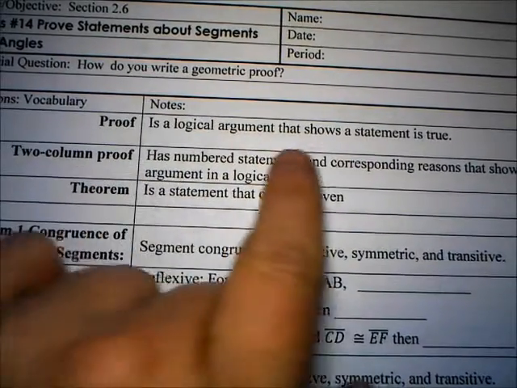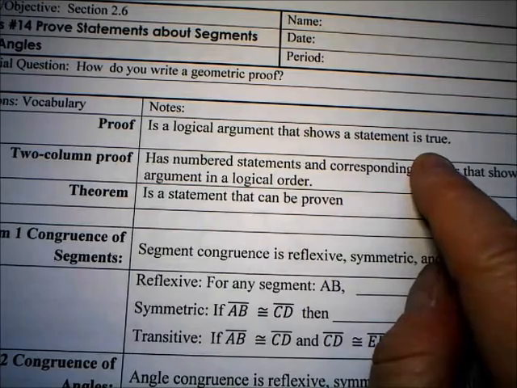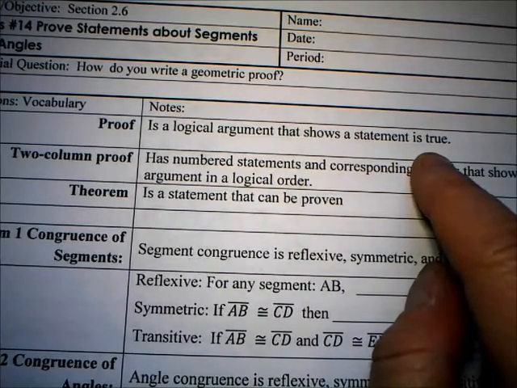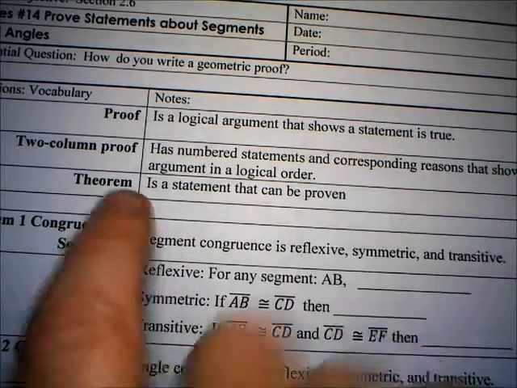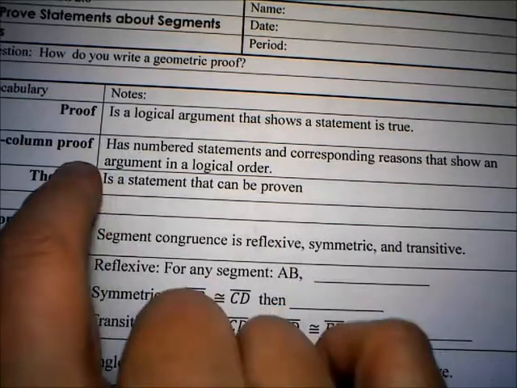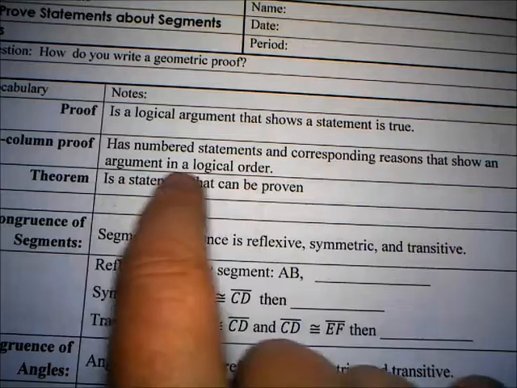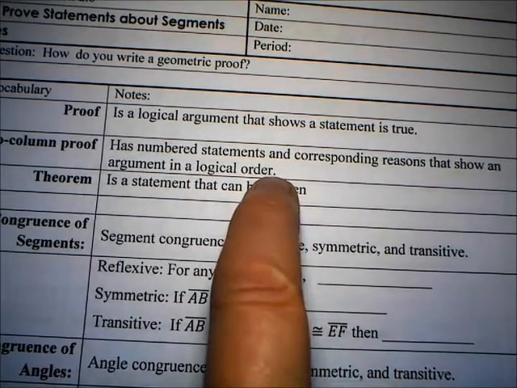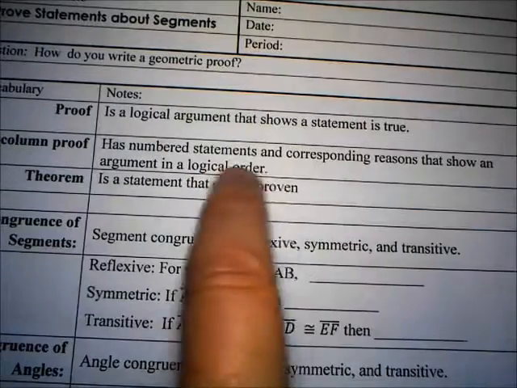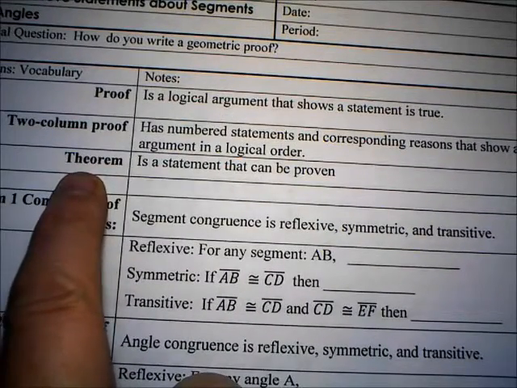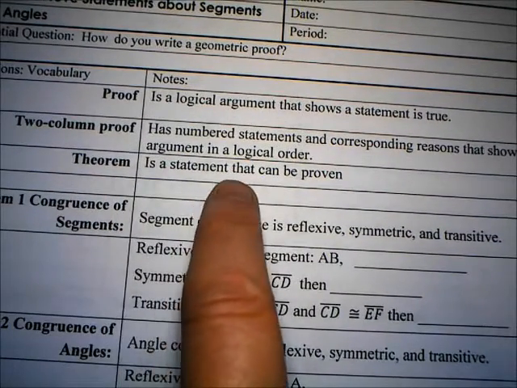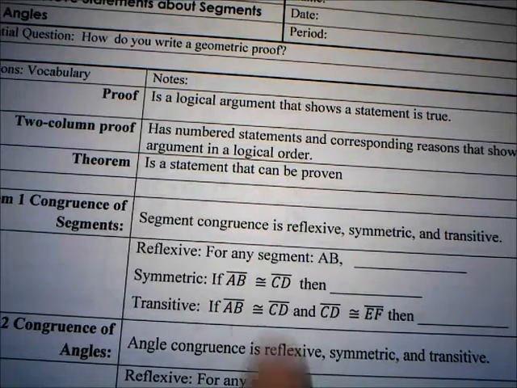A proof is a logical argument that shows a statement to be true. If it shows it's false, it's not a proof, it's a counterexample. We're going to be using our two-column proofs like we did yesterday, and here's the actual definition. It has numbered statements and corresponding reasons that show arguments in a logical order. It's very, very important in a two-column proof that there is an order. And then we're going to be using some theorems, and a theorem is a statement that can be proven to be true.